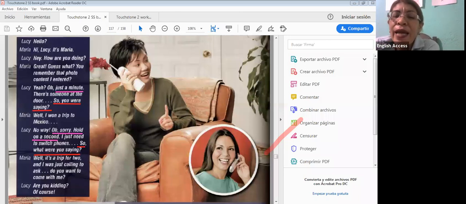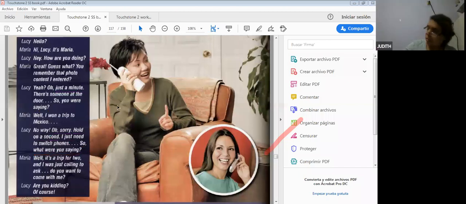As you can see, we have two examples of expressions that we can use to interrupt a conversation: Oh, just a minute. Oh, sorry, hold on a second. And we also have two examples of expressions that we can use in order to restart the conversation: So you were saying? So what were you saying? Okay, so she's interrupting and she's restarting the conversation. We have more information below. Pay attention here.